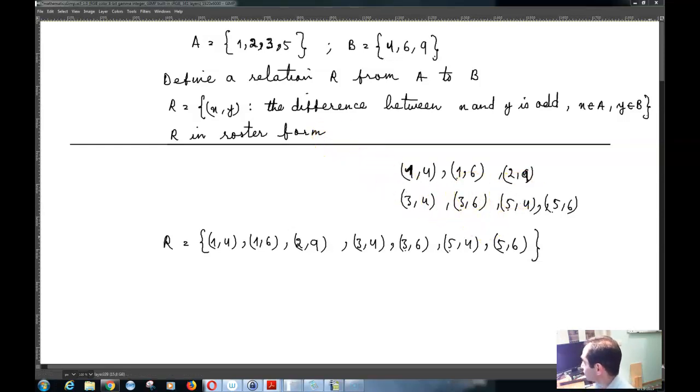So let me check the answer over here. Number 3 is 1 comma 4, 1 comma 6, 2 comma 9, 3 comma 4, 3 comma 6, 5 comma 4, 5 comma 6. The answer is correct.